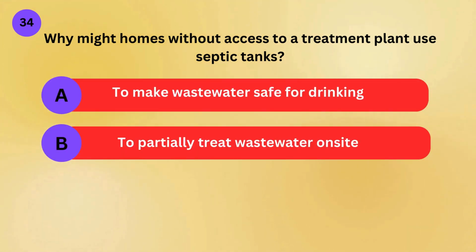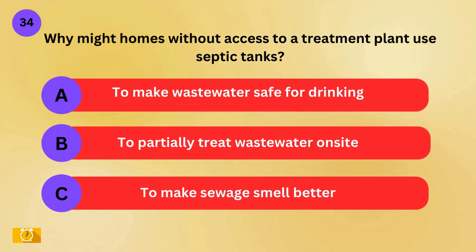Why might homes without access to a treatment plant use septic tanks? To make wastewater safe for drinking, to partially treat wastewater on site to make sewage smell better.